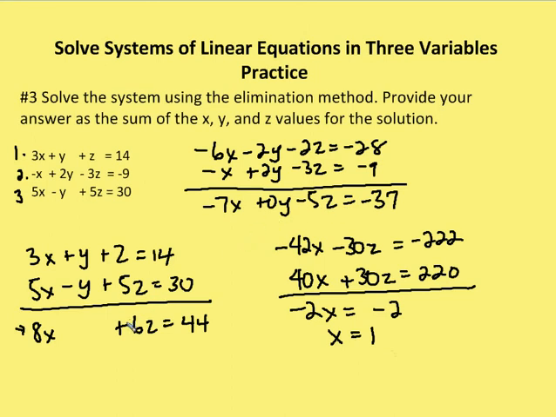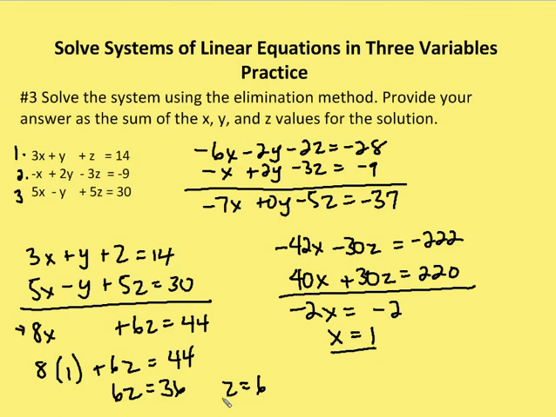Now, if x is equal to 1, I want to solve for z. So I'll use it in either equation. Let's just choose the second equation that we developed. So 8 times 1 plus 6z is equal to 44, or 6z is equal to 44 minus 8, which is 36, or z is equal to 6. So I have x equal to 1, z is equal to 6.